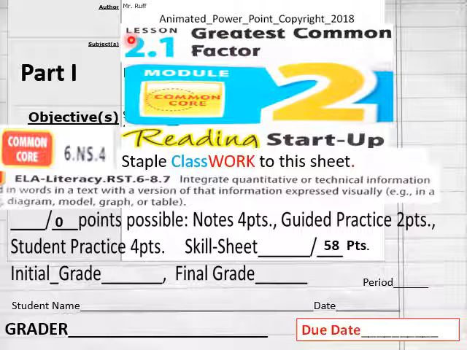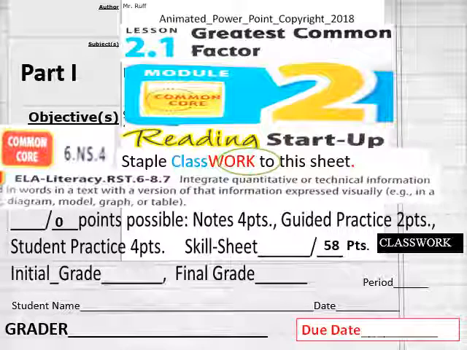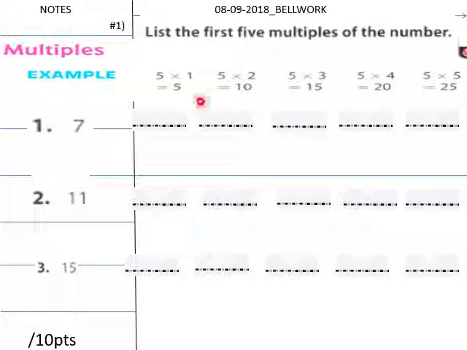2.1, greatest common factor, and we start these lessons with a reading startup and a vocabulary exercise. 58 points here in the class worksheet, 0 points for notes. And we start here with the bell work. This is our bell work for students coming in the classroom. And if you're a homeschooler, use this as a warm-up.